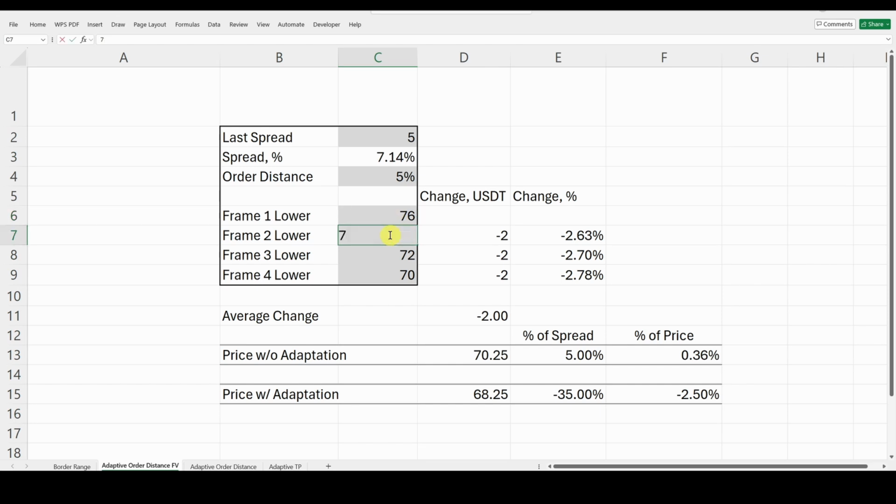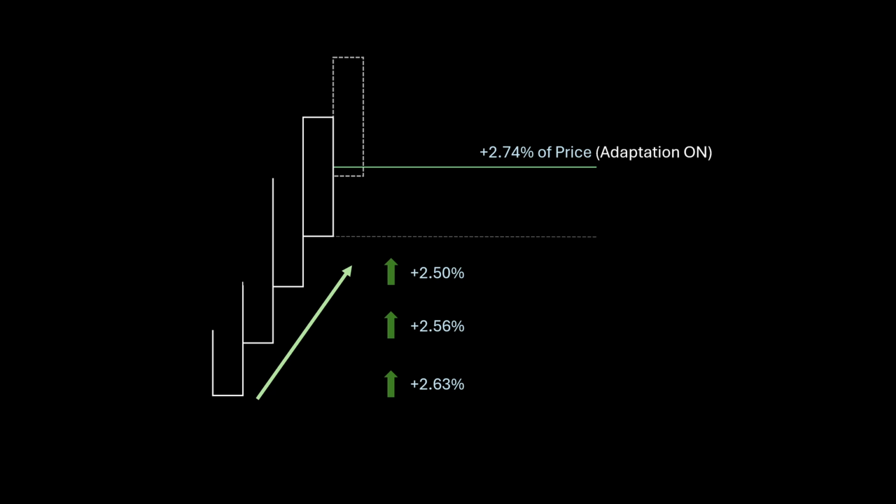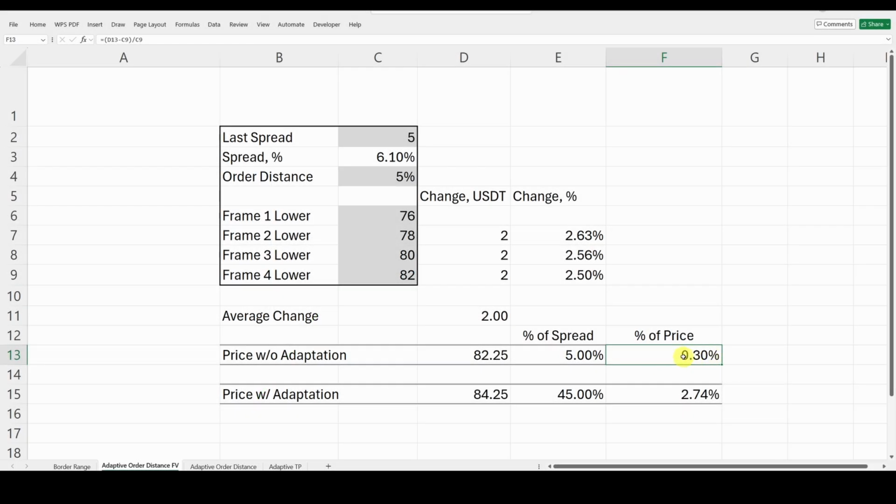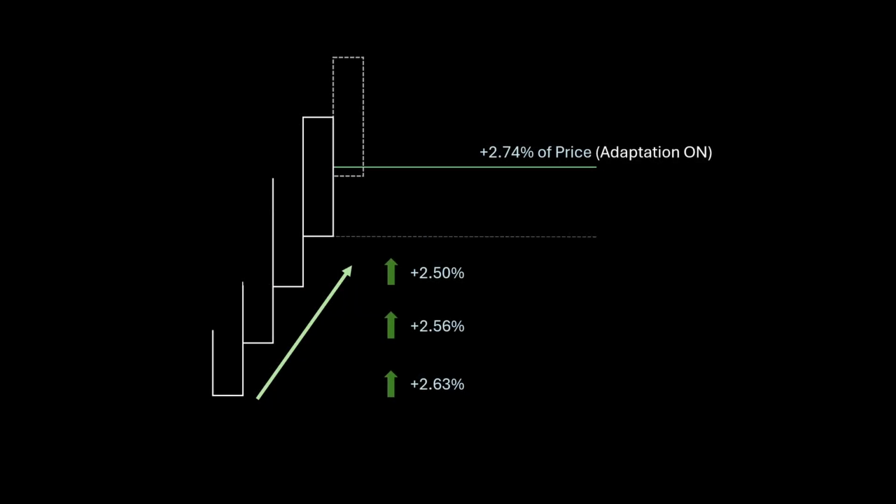Let's go 78, 80, 82. Now that is what I would call aggressive. With the lower boundary going up at a rate of about 2.5% per frame, with adaptation we get the order price even higher at plus 2.74%. Under these circumstances, an order placed just 0.3% above the lower boundary will probably not be filled.